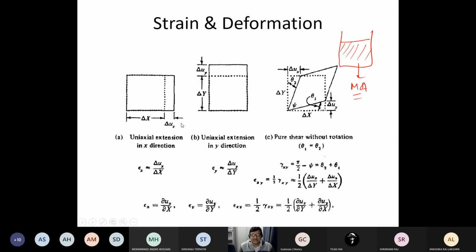So u here is displacement. ux is displacement, right? Delta x is the initial configuration. You have stretched by delta ux. Delta y is the initial configuration. You have stretched by delta y. So what is the unit of epsilon x?